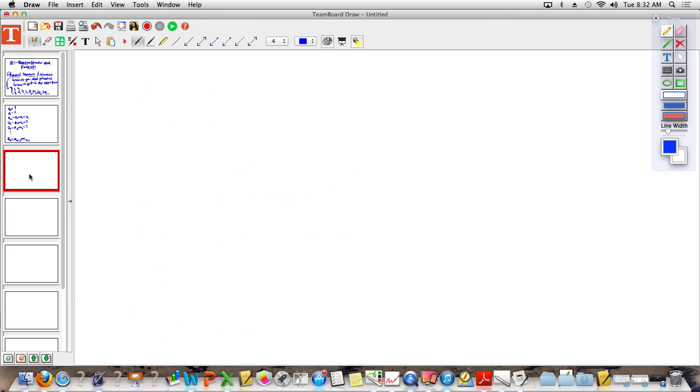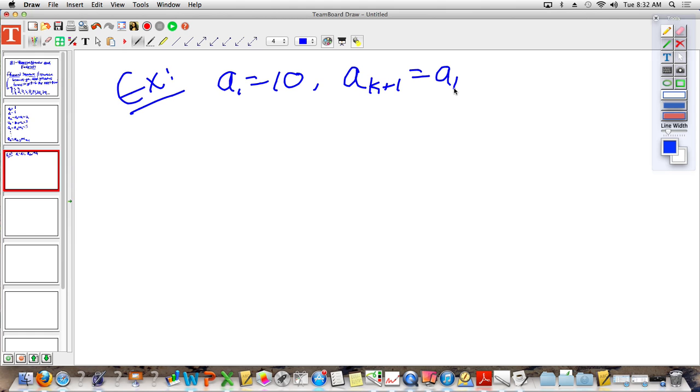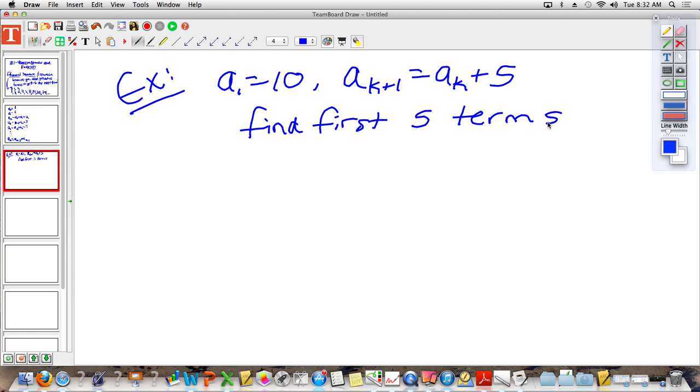All right, so let's get to some examples. Let's say the first term, a sub 1, is equal to 10, and a sub k plus 1 is equal to a sub k plus 5, and you need to find the first 5 terms. Find the first 5 terms.